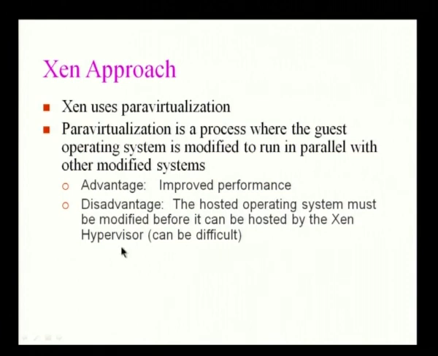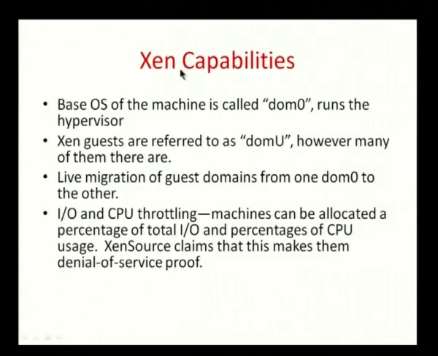Sometimes if you are using a licensed software, it is very difficult to modify the host operating system. So, in that case it will be a problem. And the capabilities of Zen, when you consider, the base OS of the machine is called the domain 0 and it runs the hypervisor, and Zen guests are referred to as domain U. However, many of them are there, and live migration of guest domains from one domain 0 to other is possible. So, live migration is supported by Zen hypervisor, and you are having I/O as well as CPU throttling.